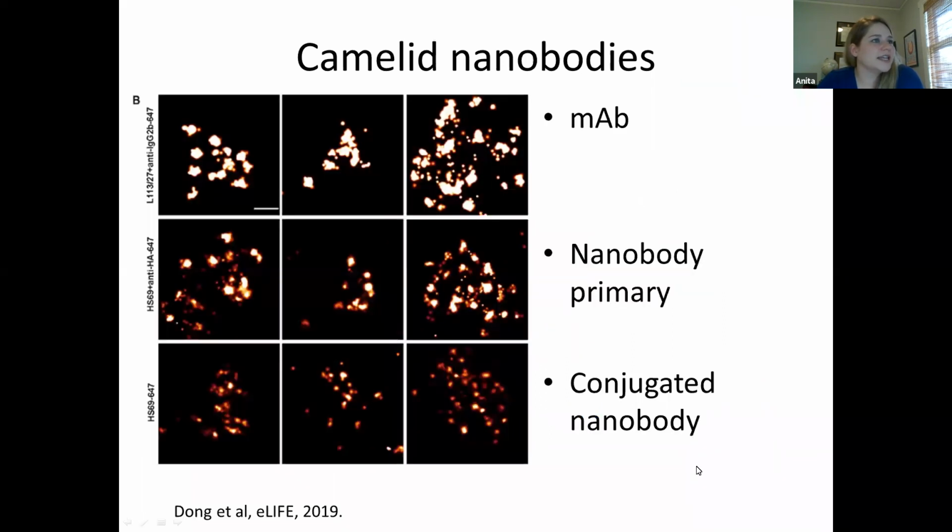So what does a camelid nanobody look like compared to a mouse monoclonal antibody? So here's the monoclonal, the nanobody that's directly conjugated, and this is the nanobody developed by a secondary. So you can see the staining is very nice. And in this case, this is a synaptic protein that's stained here. So you can see you get a lot better localization if you're doing something that requires localizing antibodies.